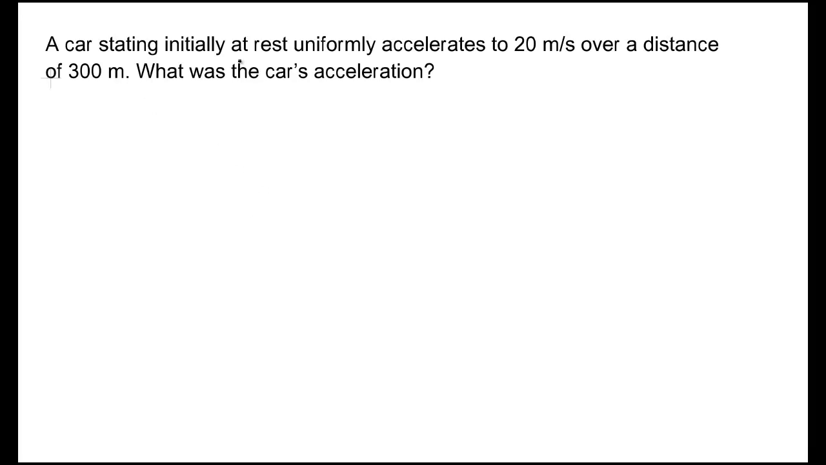Alright, so in this example physics problem, it says a car starting initially at rest uniformly accelerates to 20 meters per second over a distance of 300 meters. What is the car's acceleration? One of the words I catch very early is uniformly accelerates. I see initially at rest. It eventually goes to 20 meters per second at a distance of 300 meters. What is the car's acceleration? Let's start with this very important statement.